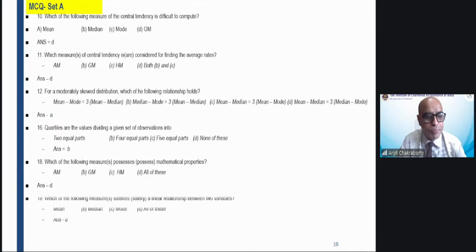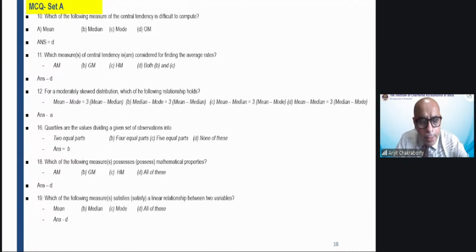So option D. Number 19, which of the following measures satisfies a linear relationship between two variables, that is y equal to a plus bx? If you know the value of the mean of x and you know the values of a and b, you can easily find the mean of y. This logic holds good even for the median calculation as well as the mode calculation.